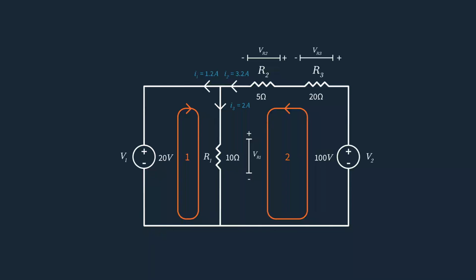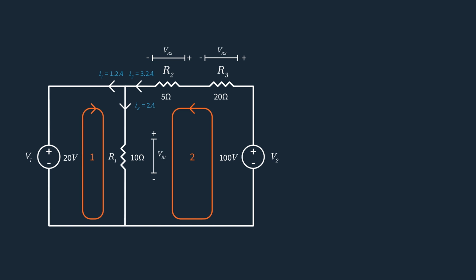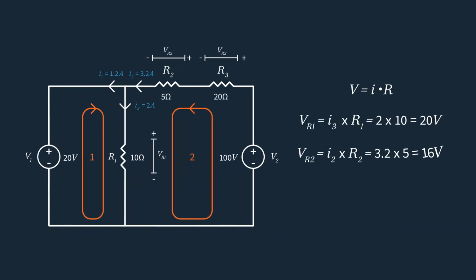I highly recommend taking a moment to look this over, make sure you understand it intuitively as well as mathematically. What is exactly going on? Then, using the results of these equations, we can determine the voltages VR1, VR2, and VR3 as 20 volts, 16 volts, and 64 volts, respectively.